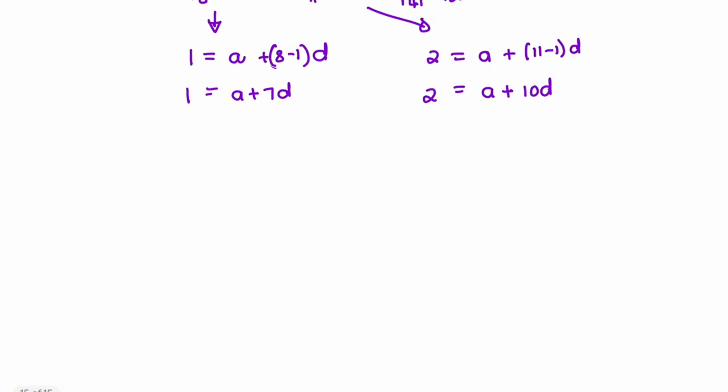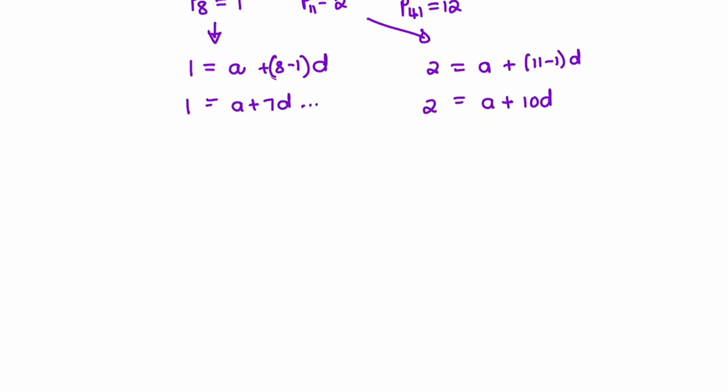And can you see, we now have two linear equations. And what we can do is solve these equations simultaneously. So I can see that a would be equal to 1 minus 7d in the first equation, and in the second equation 2 minus 10d would be equal to a.